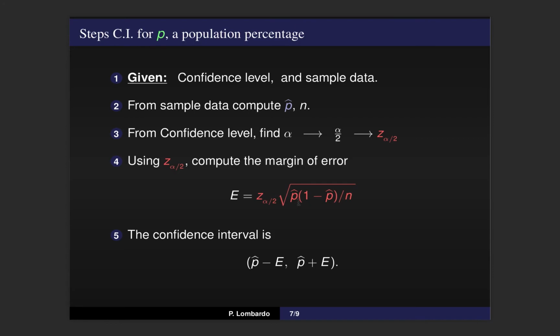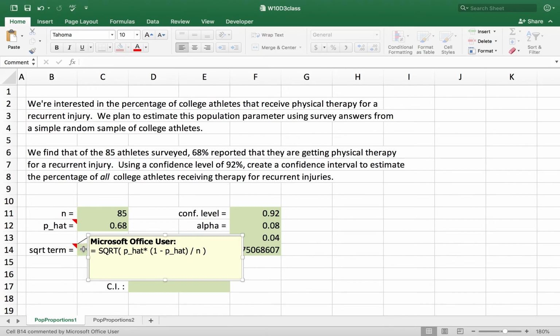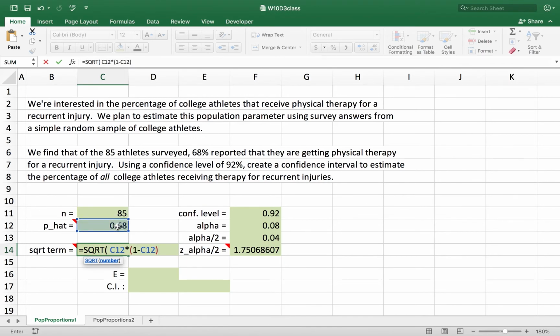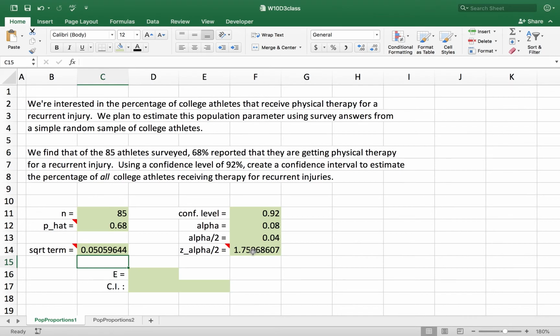And this follows the same formula we have over here. We have a square root over the whole collection of what's inside. This is p hat times 1 minus p hat divided by n. So as we're filling out our square root term, let's follow this guide. Square root, open your parentheses, take p hat times another set of parentheses because we want the 1 minus p hat to be computed first before we do the multiplication. And then finally, we're going to divide by our sample size and close our square root function. So this is our square root term.